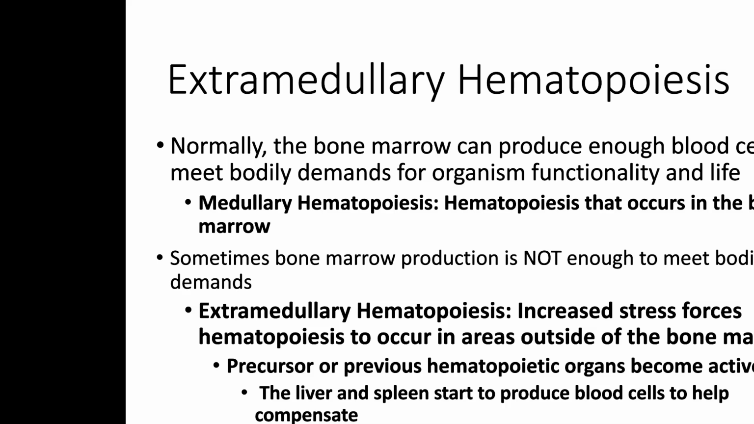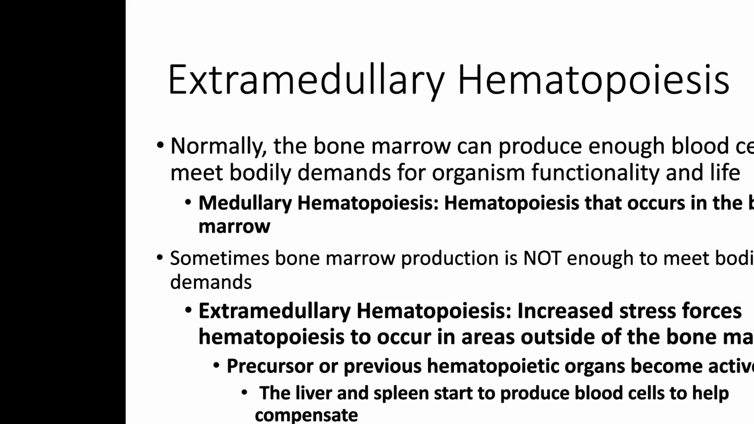Normally, the bone marrow can produce enough blood cells to help meet bodily demands. And the terminology for hematopoiesis that occurs within the bone marrow is just called medullary, but sometimes things just happen. There's sometimes some sort of force or pathology that's causing extra stress to the bone marrow and therefore requires more red cell production somewhere else.